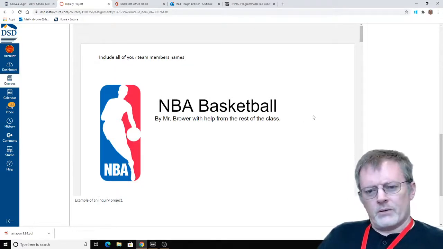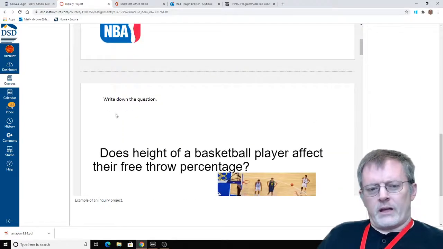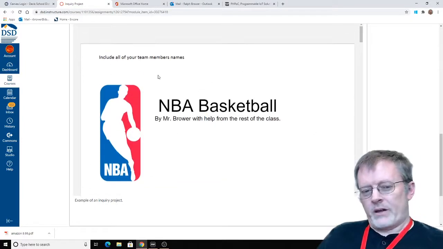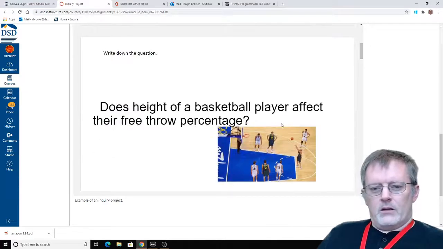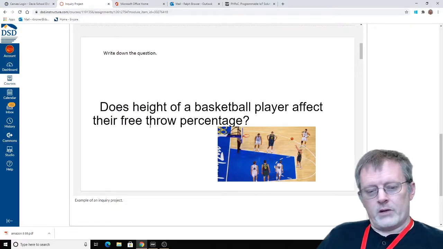And so let's run through this one. Same layout. I got the same questions up here. I'm going to go through this one a little bit faster than the last one. My question is, does height of a basketball player affect their free throw percentage? It's sort of a myth buster one: are taller people actually bad at shooting free throws? I hear that is actually the case.